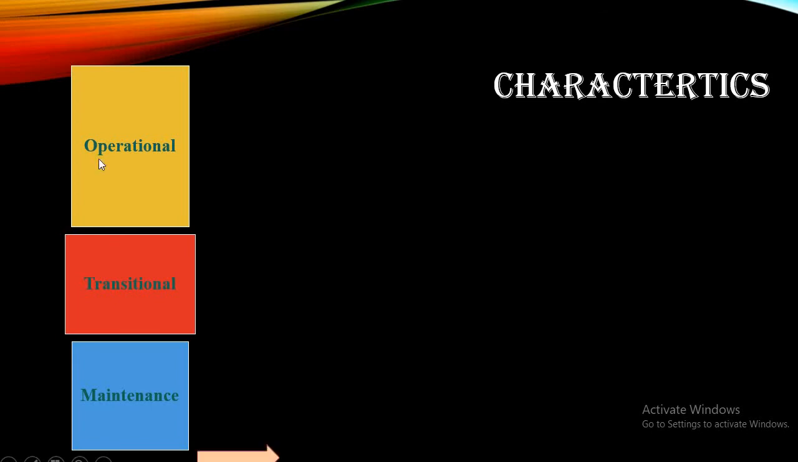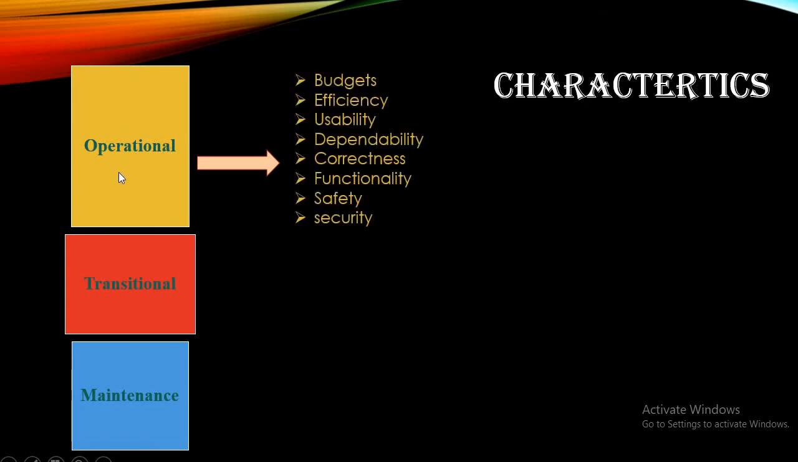What does the operational attribute do? It tells us how well a software works in operations, and this can be measured using budget, efficiency of the software, usability, dependability, correctness, functionality, and how safe and how secure the software is.